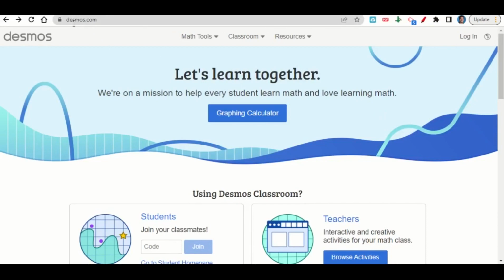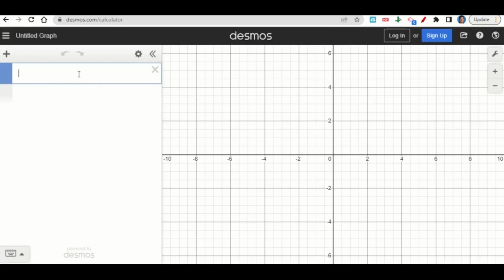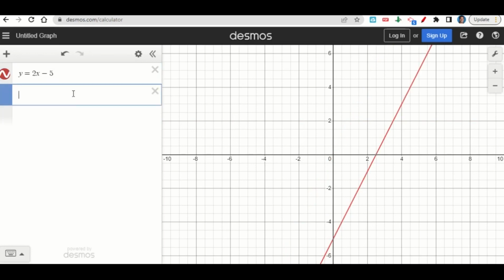So in order to do that, we're going to go to desmos.com and go to Graphing Calculator. And here we can type in an equation. So let's say that we have a linear function, which is y equals 2x minus 5. And notice it graphs it for us. It creates this graph here. We can type in any kind of function.